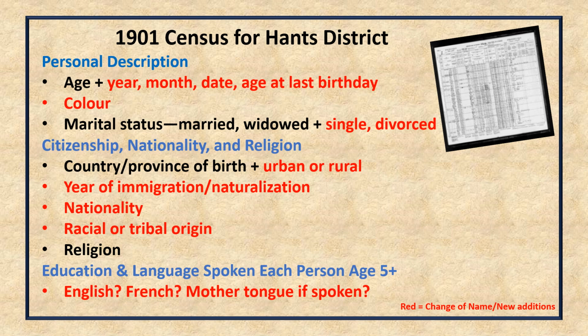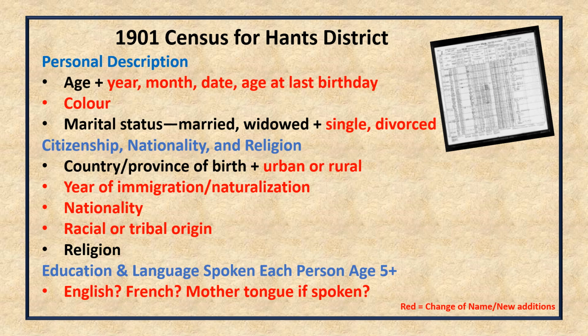In 1901, we also find the categories more in-depth and personal. Age is nailed down to year, month, and date. Marital status now includes single and divorced. One's color is now requested. Gender remains as well as relationship to household head. A new category, citizenship, nationality, and religion, requires information about immigration and naturalization, race, generally white or Negro, or tribal origin, Mi'kmaq or Indian, as well as original nationality of immigrants.